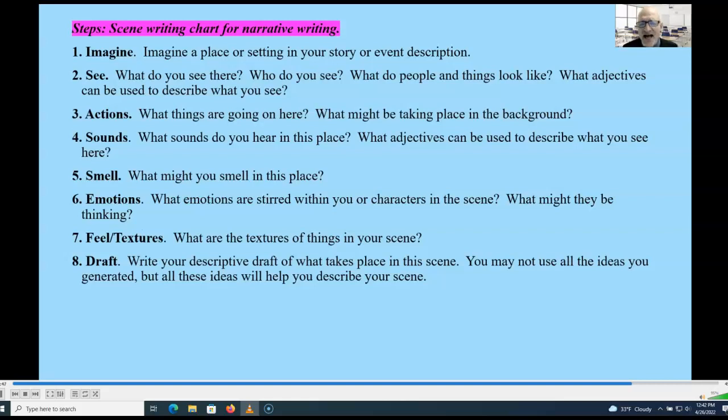What are some of the actions taking place? It could be in the background. What sounds are heard? Adjectives used to describe what you see here. You might smell, emotions, textures. Then use this to write your description. You may not use all the ideas, but this adds depth and dimension.